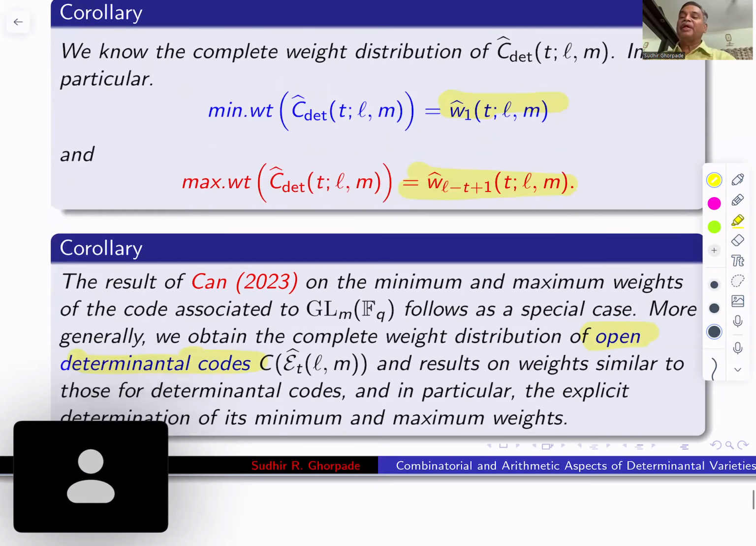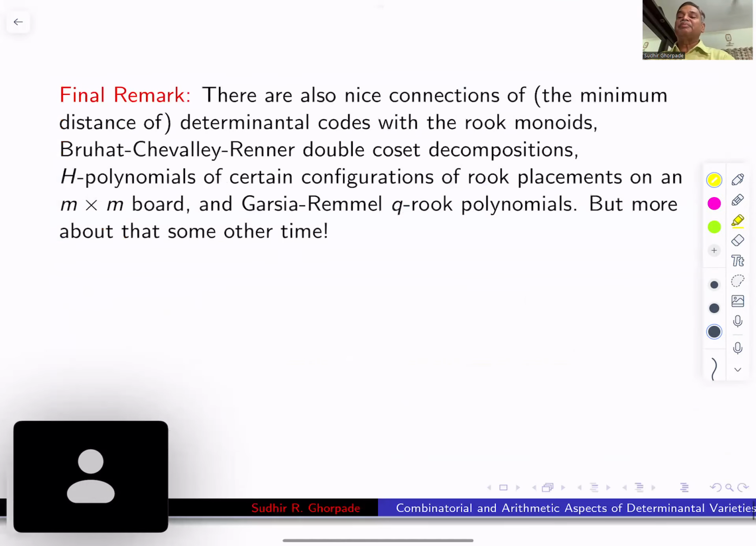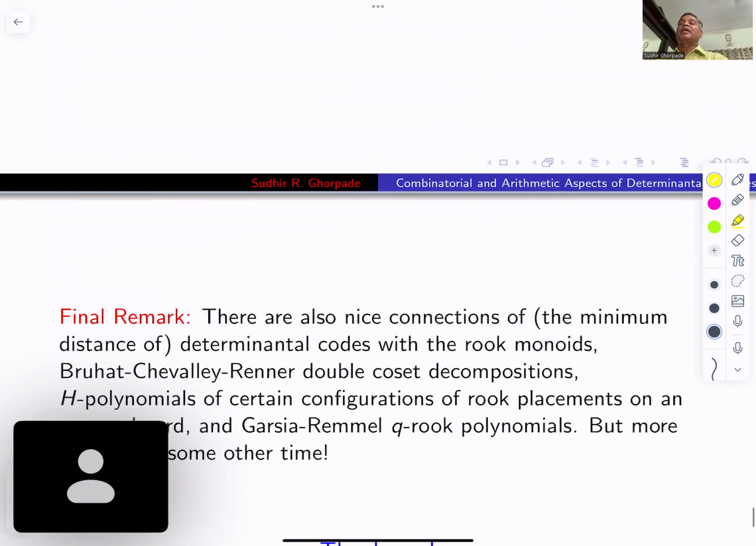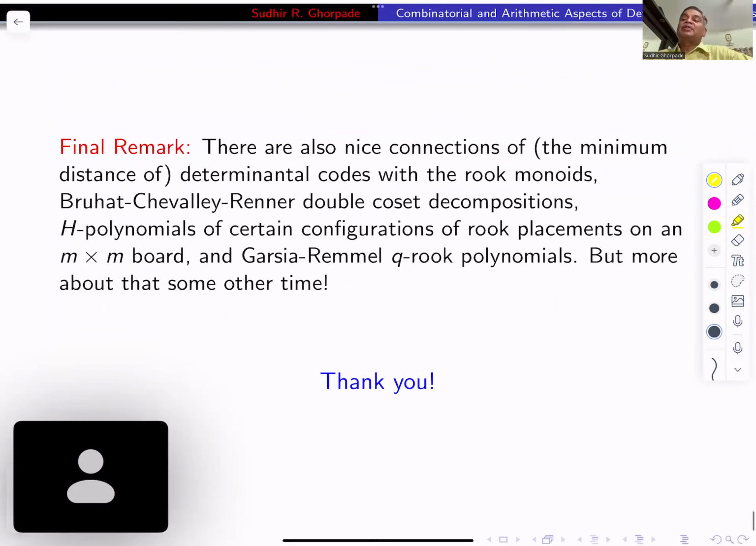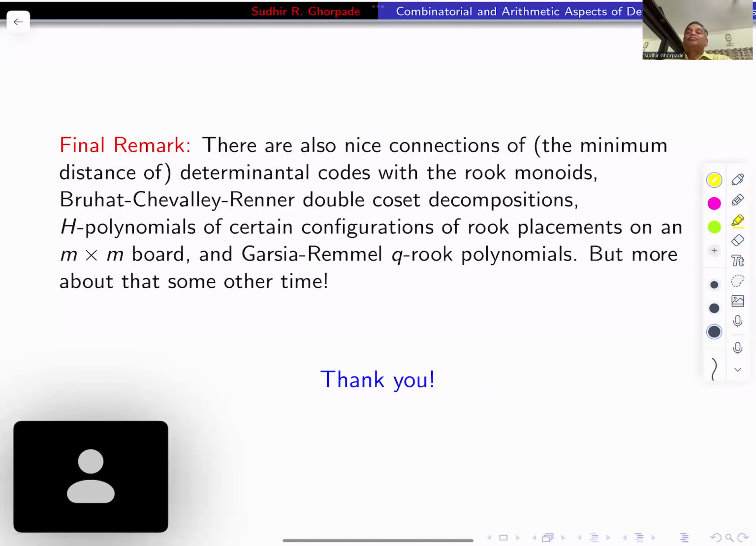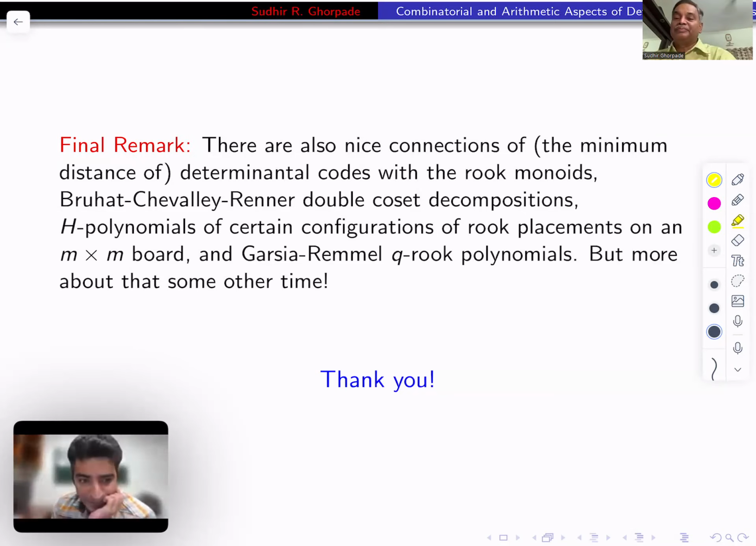So I think I'm running out of time. So maybe I will just make a final remark and thank you. That this work has a lot of connections to all kinds of combinatorics. If you are interested, there is something called root polynomials and Bruhat-Chevalley-Renner double coset decomposition and so on and so forth. But maybe some other time I can talk about this. Okay, thank you very much.